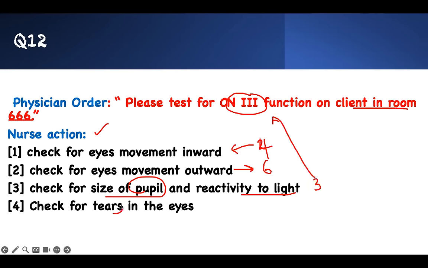Check for tears in the eyes. What do you think causes tears? Something helps you tear up. This is the facial nerve, so this is cranial nerve 7. That's why a Bell palsy patient's eyes are all dry. They can't tear, they can't close their eyes. So this is cranial nerve 7. So the right answer is number 3.